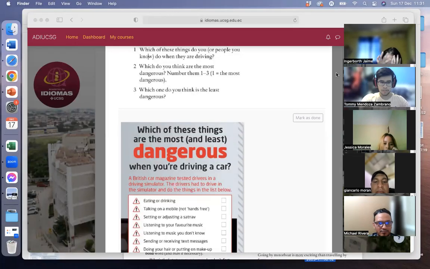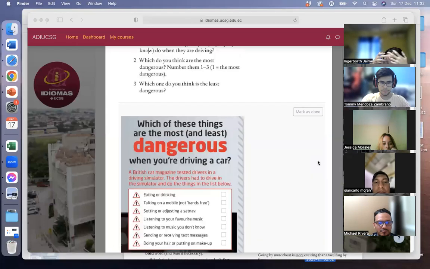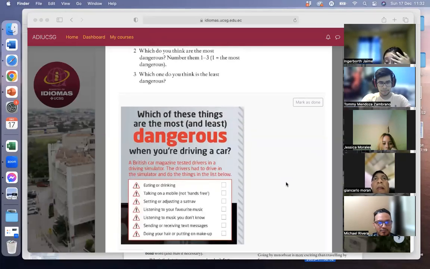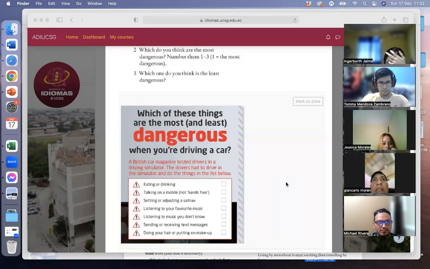I think eating or drinking is dangerous. Sending or receiving text messages, if you read the message. Doing your hair or putting on makeup is so dangerous. Yes, absolutely. Now, which one of these things do you think is the most dangerous and the least dangerous?